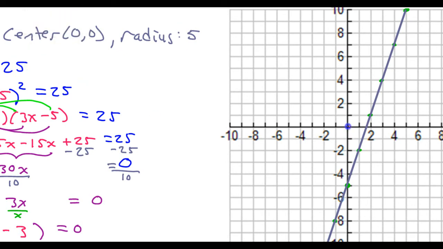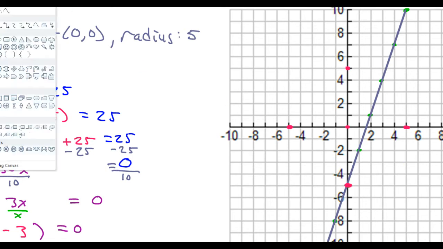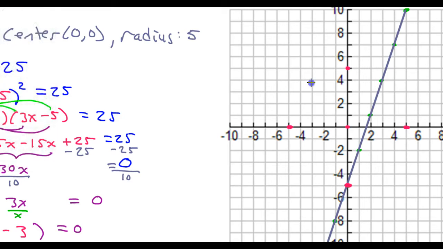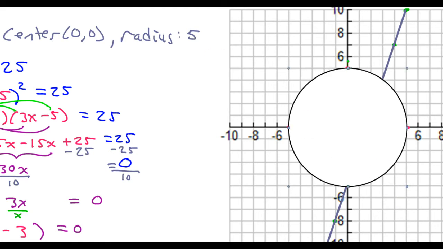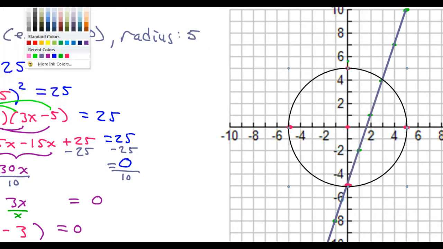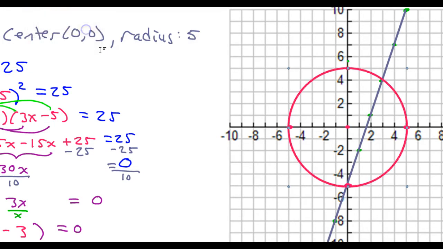Alright, so if my center is here at 0 comma 0 and if the radius is 5, that means I should be able to go up 5, down 5, right 5, and left 5. So I'm just going to draw a circle through these points. If you have a compass, you can make it perfectly. Otherwise, you have to go bootleg with it. Okay, so there's my circle.